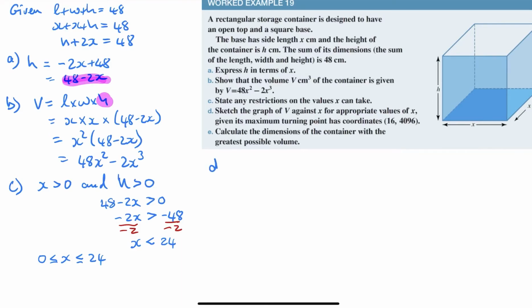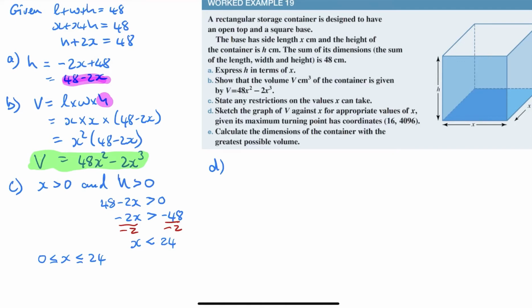Let's go to D. They say sketch the graph of V against x. So V in terms of x, they're asking us in D to draw the graph. Remember, this is still V. So I'm going to draw that graph, and I'm only going to draw it for the restriction, so only until where x equals 24. Now, to draw this graph, it's an x cubed graph.